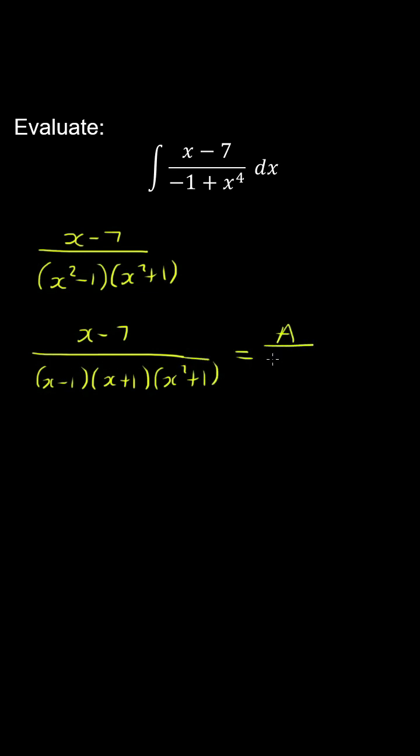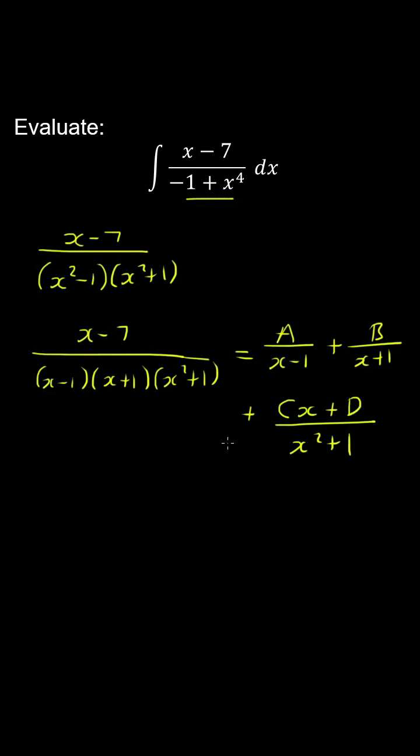So for the linear factors, we have a constant a and a constant b, and for the irreducible quadratic, we have a constant c by x plus another constant d on x squared plus 1. And now you can multiply through by the denominator and use a typical method of partial fractions to obtain these constants, and the integral then becomes a lot easier to evaluate in this form.